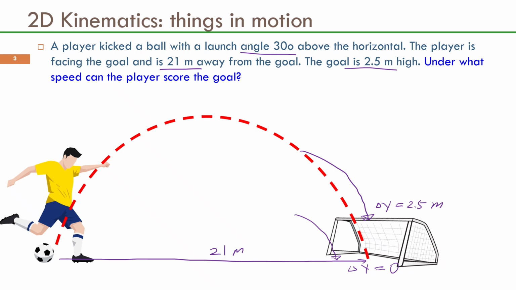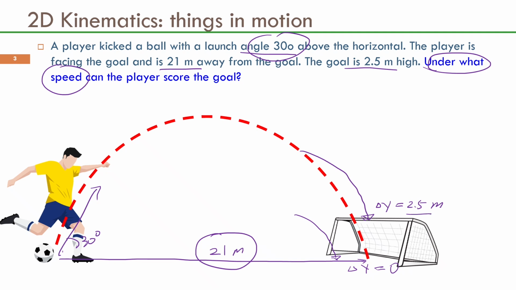Alright, so this question asks under what speed? So how do we actually find out the speed? From this question, we know the launching angle, which is 30 degrees. We know the horizontal displacement, and we know the vertical displacement. Let's look at what we do know.